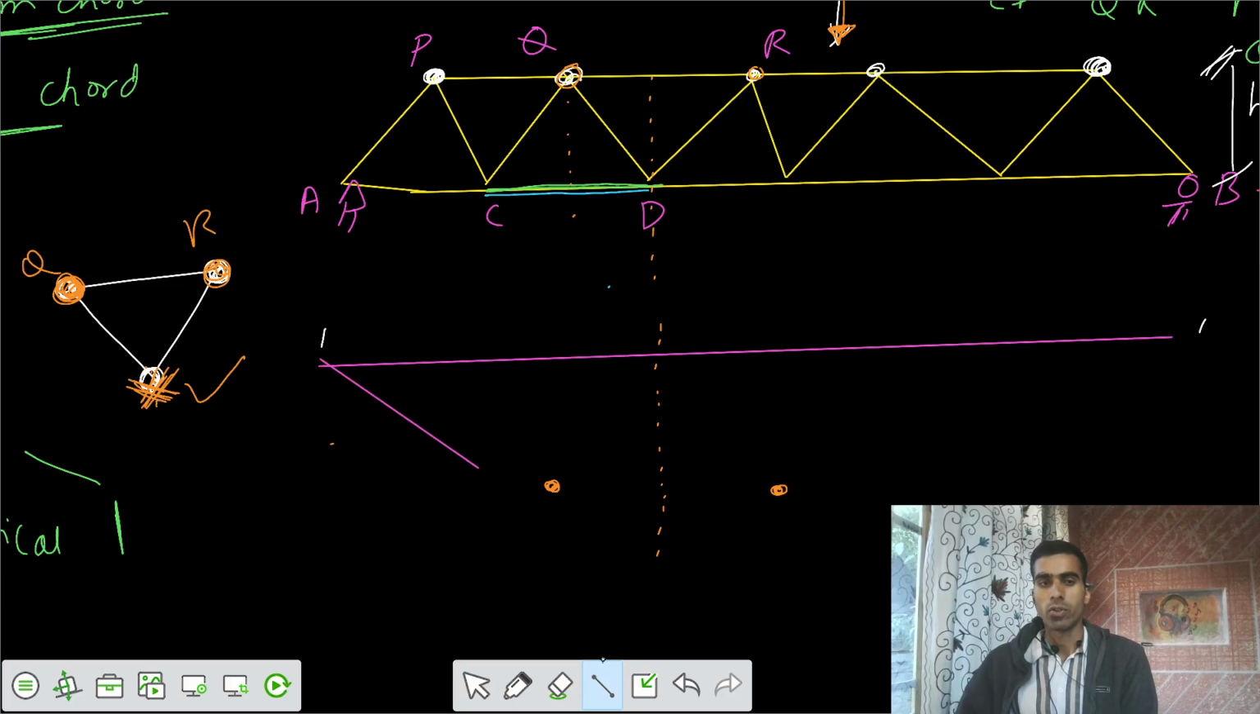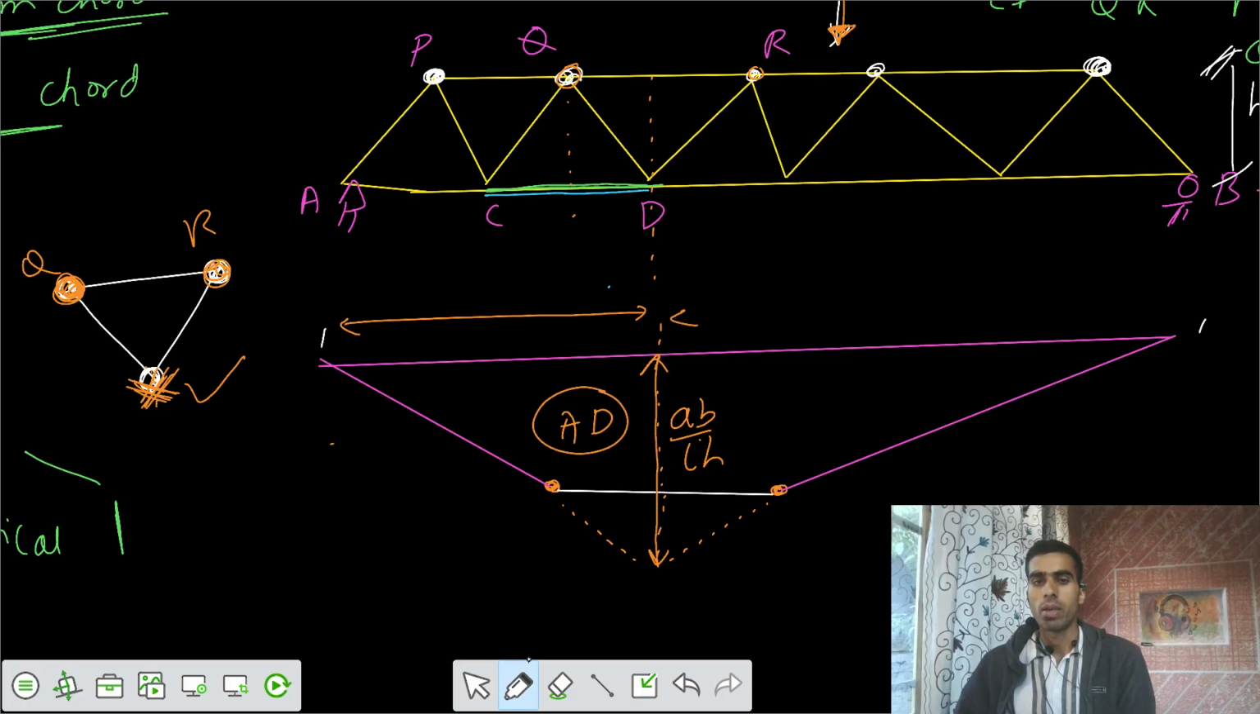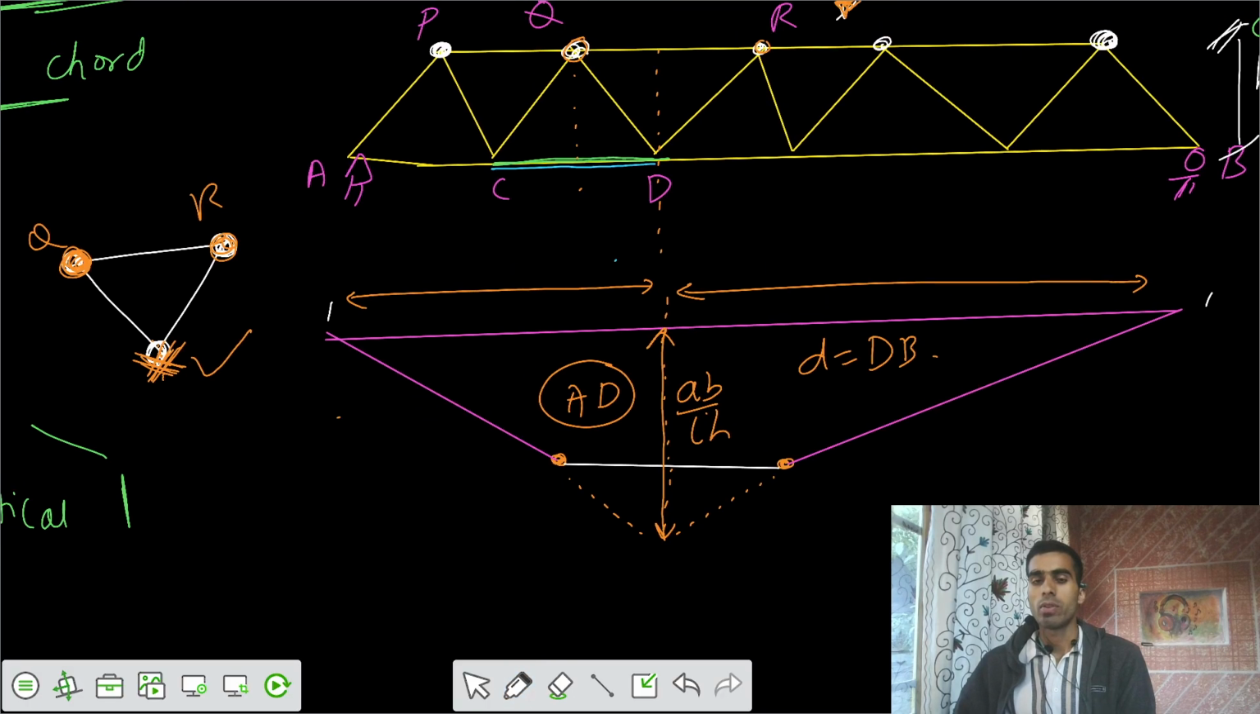Then finally, you have to join those two critical points. There would be some value here that would be solved by similar triangles. I would say this ordinate would have been AB by LH. If we extend this, the ordinate would have been AB by L into H, where A equals AD and B equals DB.